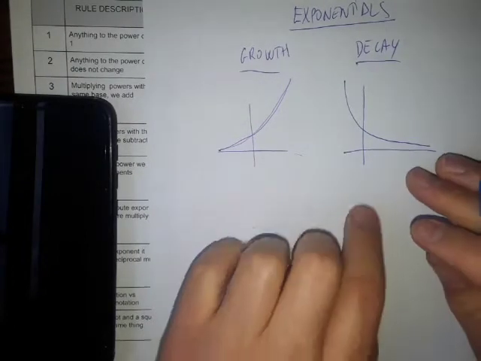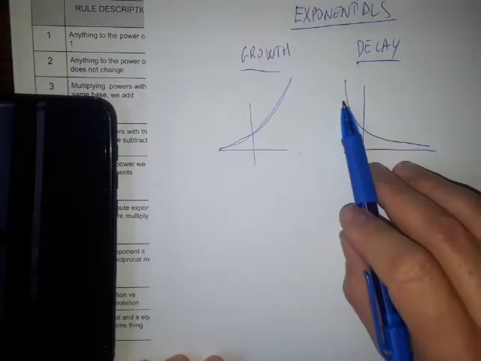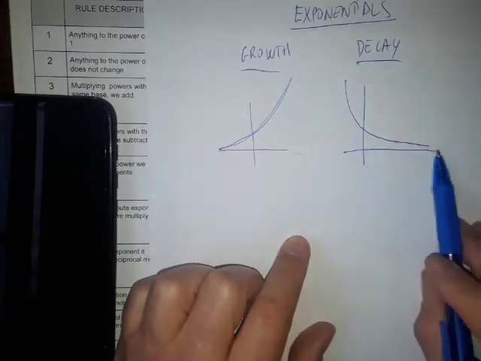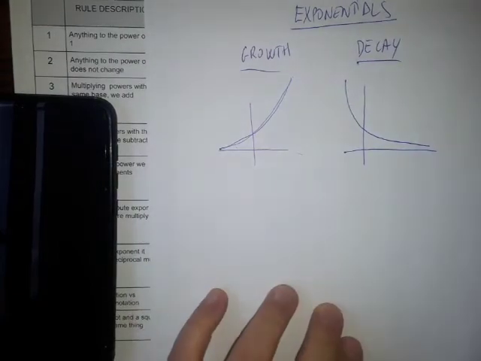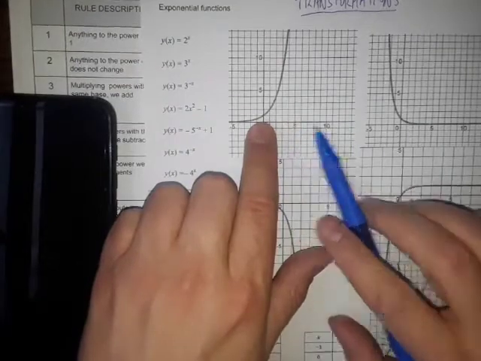So growth, when we increase the x, the y increases really fast. Decay, when we increase the x, the value of y decreases. Okay, so as we know that, we can distinguish, is this growth or decay?